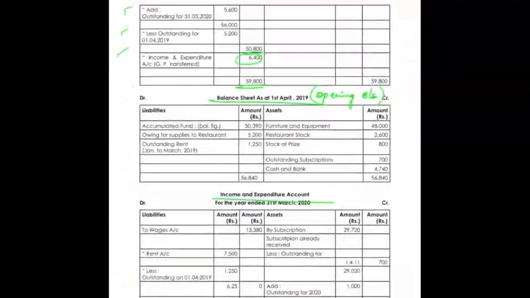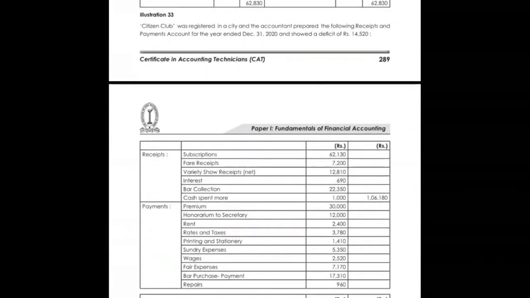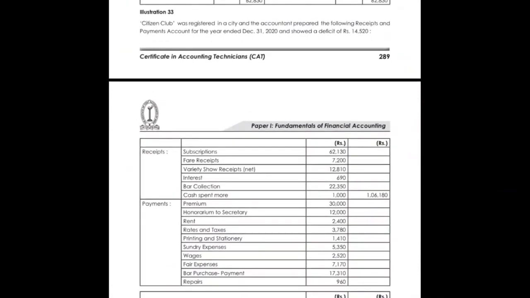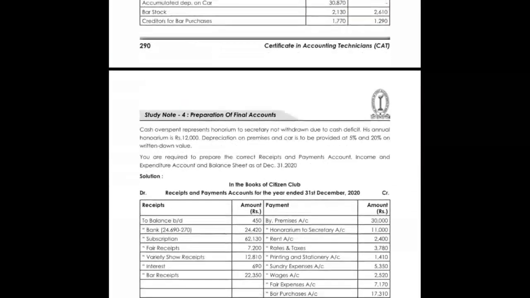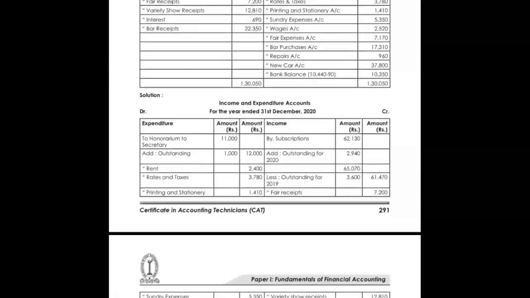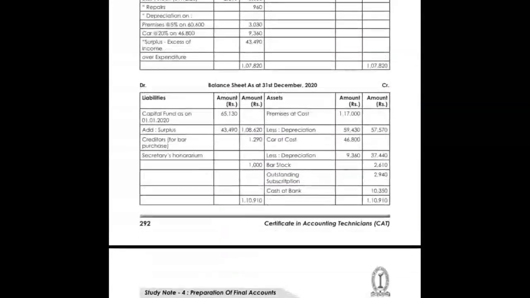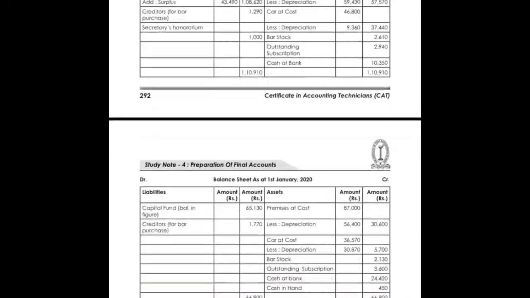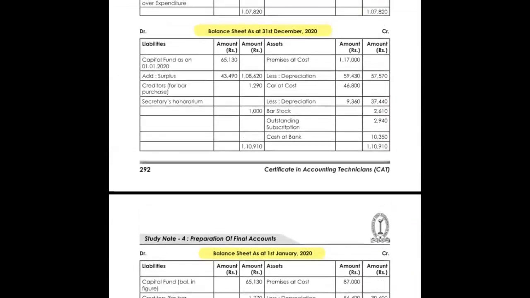Let's say in homework, I will give you some questions out of this. Try to solve illustration number 33, where you have been given a receipt and payment account in the form of a statement. That is the same thing which you have given. And you have some information from which you need to prepare the receipt and payment account also. You need to prepare the income and expenditure account also. And you need to prepare the balance sheet as well for the opening and the closing. I think these are two balance sheets, 1st of January and 31st of December. Yes, the opening balance sheet and the closing balance sheet.